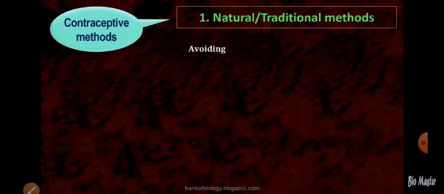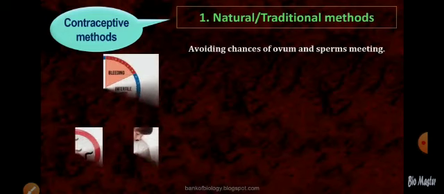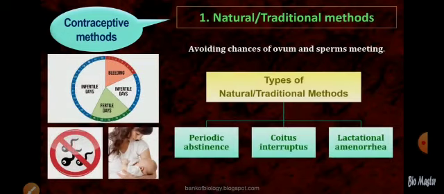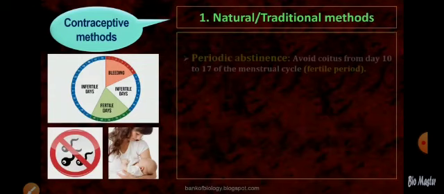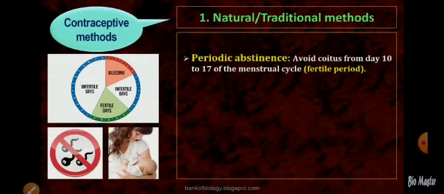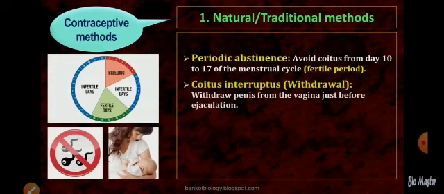The contraceptive methods, that is the first, natural or the traditional methods, so as to avoid the chances of ovum and sperm meeting. That can be done by periodic abstinence, coitus interruptus, or lactational amenorrhea. Now, the 28 day cycle includes the fertile, infertile, and the menstrual days. So, the coitus could be avoided during the fertile days, from day 10 to day 17, in the mid of that is the 14th day of the 28-day cycle, when ovulation takes place.